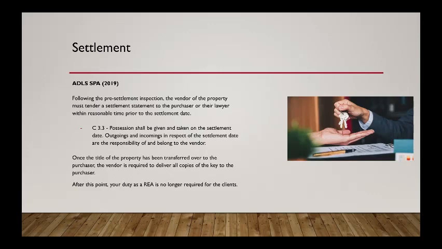The possession shall be given and taken on the settlement date. Any outgoings and incomings are responsible by the vendor. Once the title of the property has been transferred to the purchaser, the vendor is required to deliver all copies of the key to the purchaser. After this point, your duty as a real estate agent is no longer required.